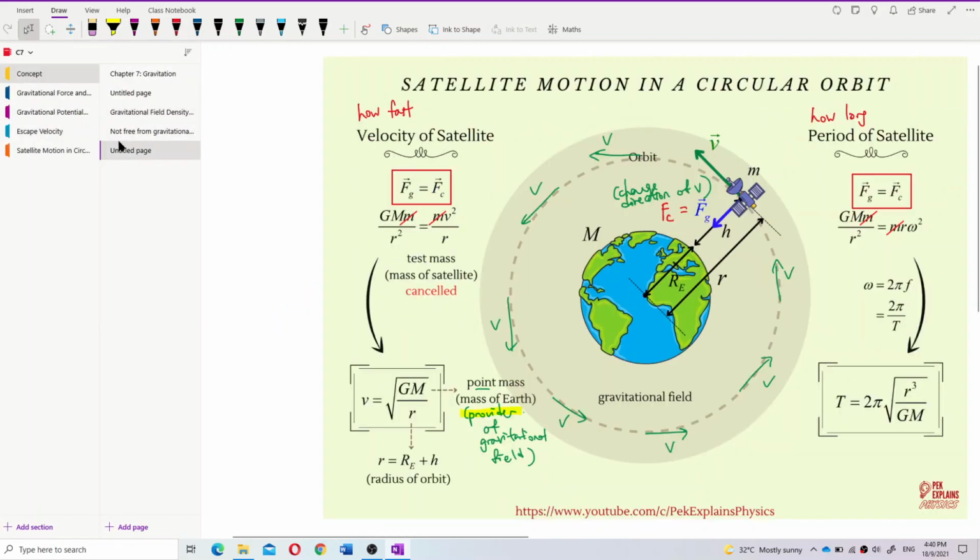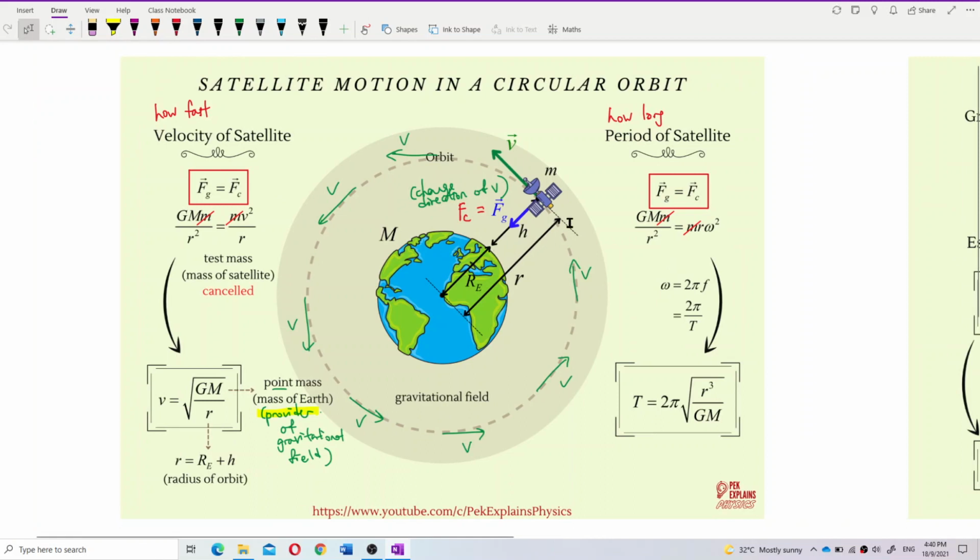So go back to the last one. Why has this satellite experienced this gravitational force? Because it is inside the gravitational field of Earth. Gravitational field is the area where you can experience the gravitational force, the gravitational pull. That's why we have gravitational force to function as the centripetal force for the satellite to revolve around the Earth.